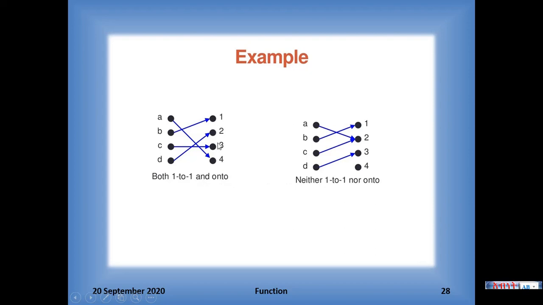Is this onto? Yes. Onto, all have a pre-image and not repeated. This is not one-to-one. Why? Because B and C are related to the same element. It is not onto. Why? 4 has no pre-image. So the first is both a one-to-one and onto function, or a one-to-one correspondence function, or invertible in general.